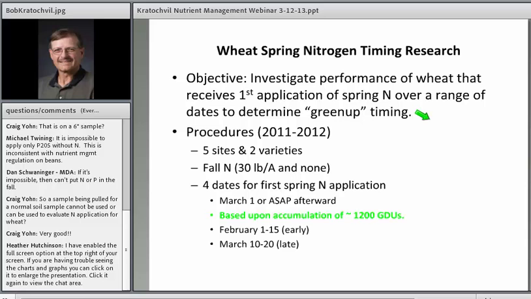Okay, so that seemed to fit the premise that maybe March 1 wasn't the best date, maybe a little bit earlier would possibly work. So we repeated this study in 2011, 2012. During the second year, the only difference was we actually had 5 sites that we got planted that particular year. We used the same treatment dates for spring N application.